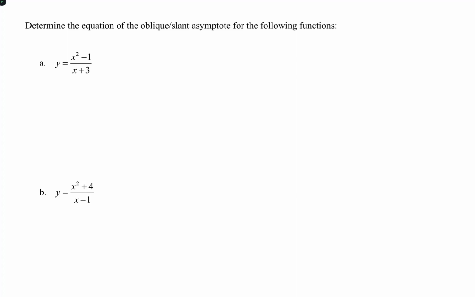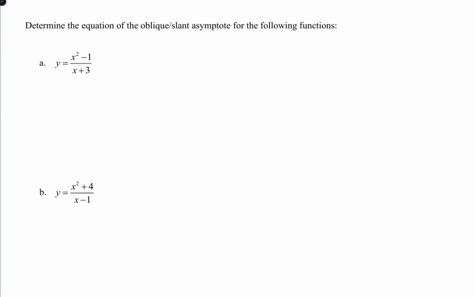Determine the equation of the oblique slant asymptote for the following functions. y equals x squared minus 1 over x plus 3. Okay, so in order to do this, what we need to do is divide these polynomials.